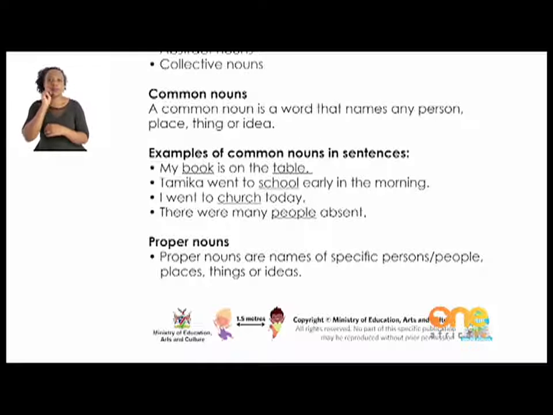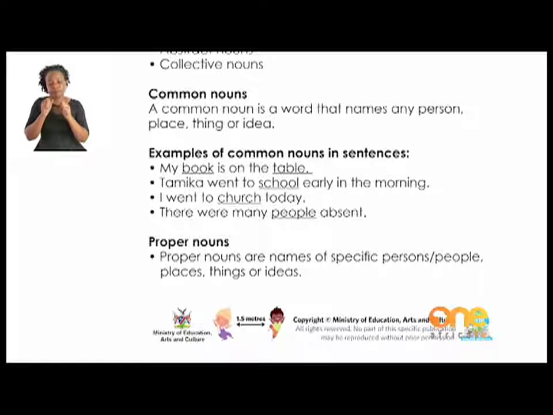The next one, Tamika went to school early in the morning. The common noun there, which is underlined, is school. I went to church today. The common noun, which is underlined, is church. There were many people absent. People is our common noun.